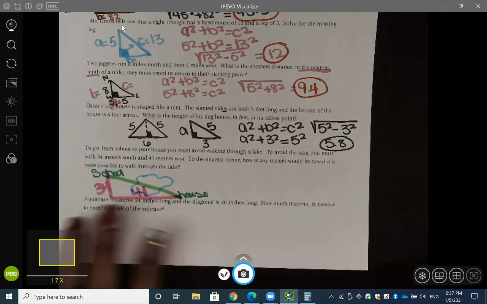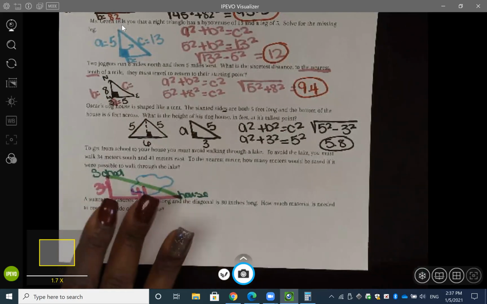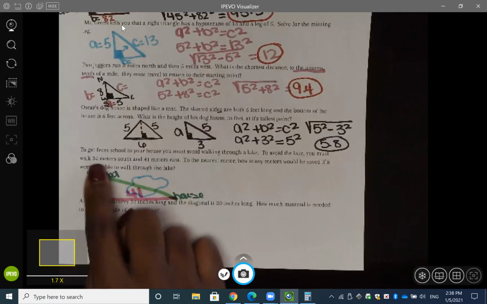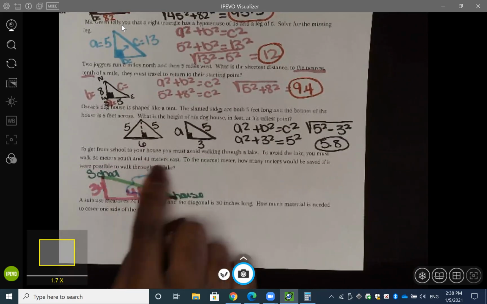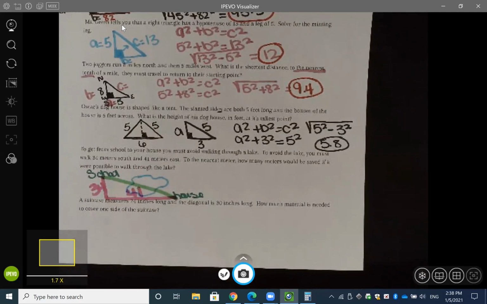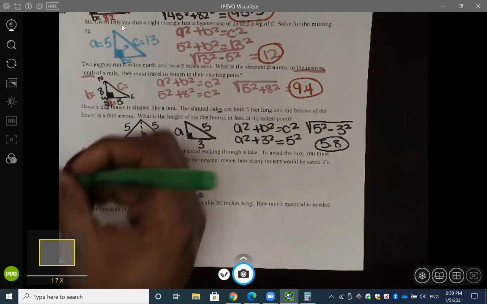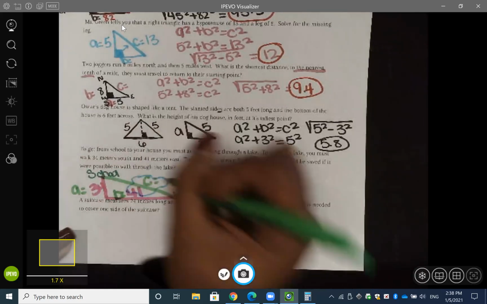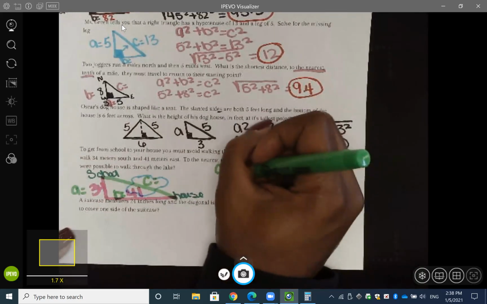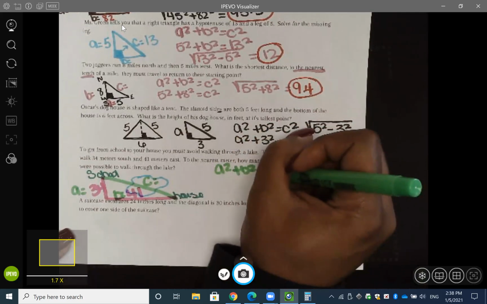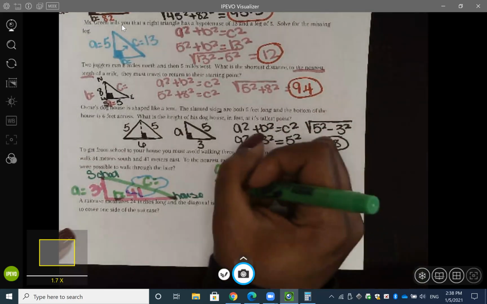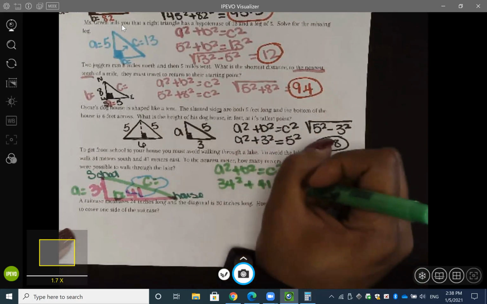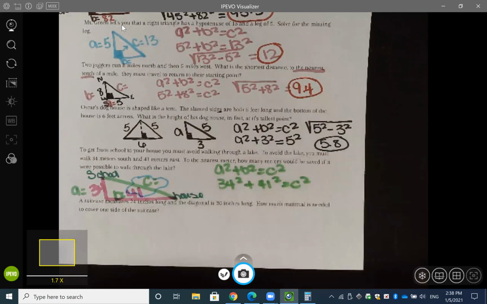And again, you didn't have to draw the school and the lake. Just know that if you're going north to south, that's your up or down. That's going to be the 34. And then the east to west is your left to right, and that's going to be your 41. So this is my A, my B, and I'm solving for C. So A squared plus B squared equals C squared. I have 34 squared plus 41 squared equals C squared.